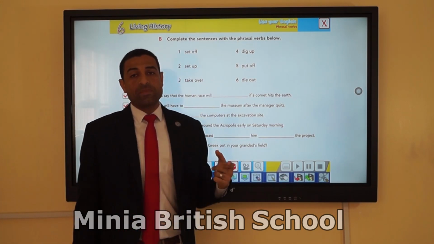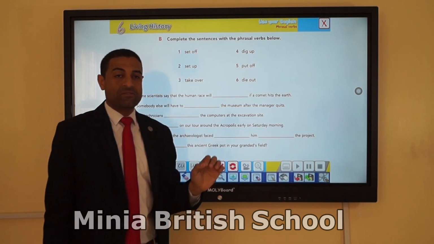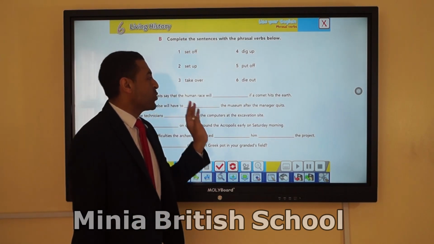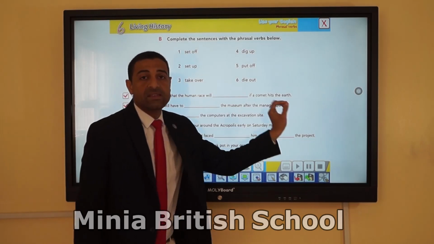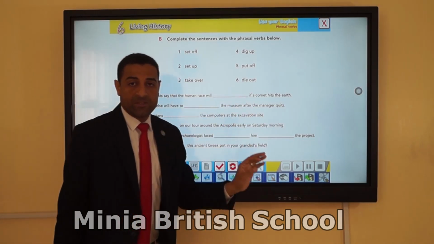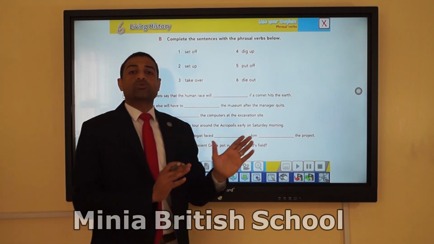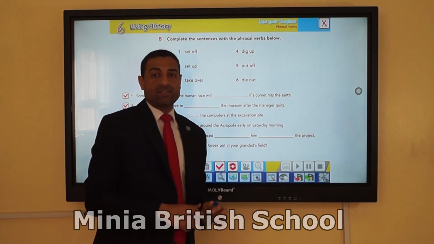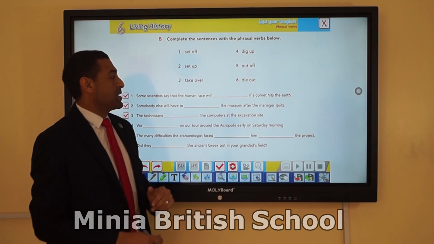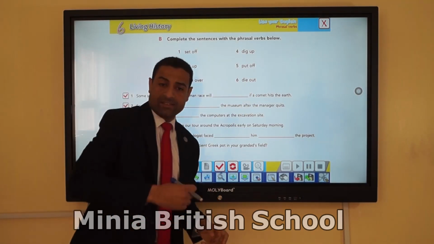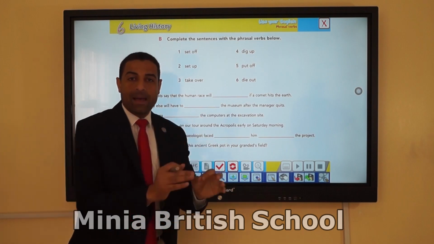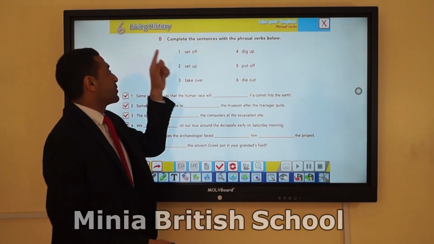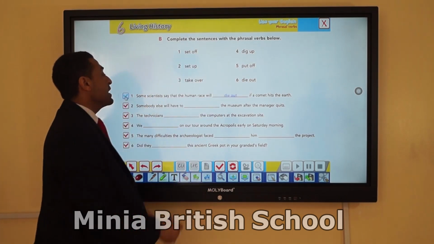And then here we have an exercise using phrasal verbs to complete the sentences. So here we have to think of the meaning of the sentence first and then choose the correct phrasal verb. Some scientists say that the human race will die out if a comet hits the Earth. Let's think about this word, a comet. A comet means a strange star or a strange rock in space that can hit a planet. If this comet hits the Earth, of course it will damage the planet. So what will happen to the human race? It will disappear. It will die out.